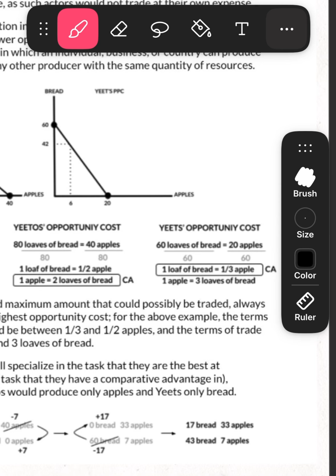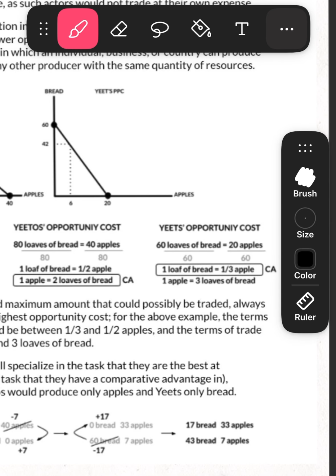On the other hand, one apple costs 2 loaves of bread for Yidos, and it costs 3 loaves of bread for Yeats. Since 2 is less than 3, Yidos has a lower cost per apple than Yeats. And so they have different comparative advantages in the two different goods. Now, because they have an advantage in two different goods, and they might want to expand their PPF if they want to benefit from trade, they might both specialize in the good that they have the comparative advantage in.